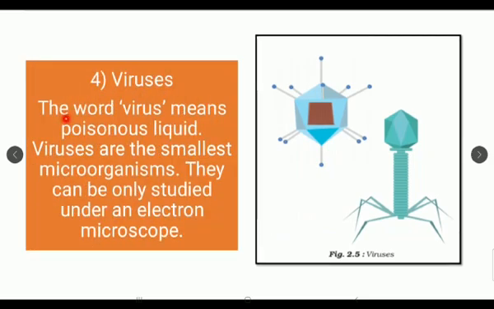Viruses. The word virus means poisonous liquid. Viruses are the smallest microorganisms. They can only be studied under an electron microscope. They are different from other microorganisms in that they reproduce only inside the cells of the host organisms, which may be a bacterium, plant, or animal.